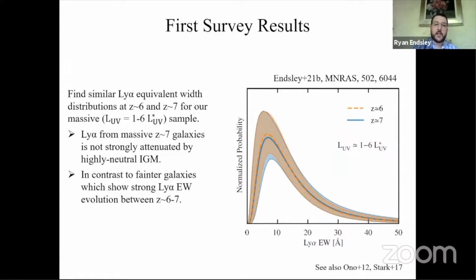And this is in contrast to the Lyman-alpha evolution seen in fainter systems, which does show a rapid decline consistent with what you would expect in this neutral IGM. Okay? So the question becomes, what's going on here? Why do we see this evolution in fainter systems and not so much in the massive galaxies?